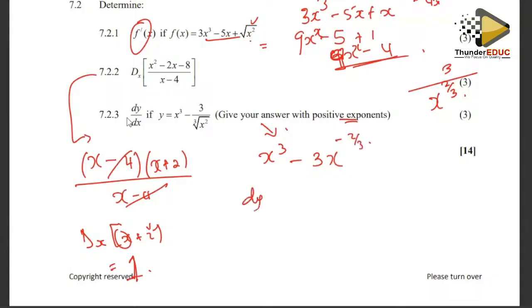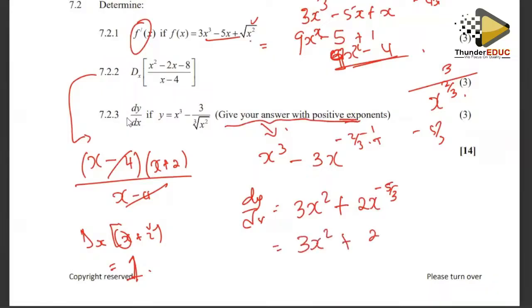Then let's find dy/dx. The derivative is going to be 3x squared. This and that is going to be a positive 2x. When I subtract 1, it's going to be negative 5 over 3. Okay, that would be my answer. But because of this condition, now I have to take it down. So 3x squared plus 2 over x to the 5 over 3, or the cube root of x to the 5, either way.